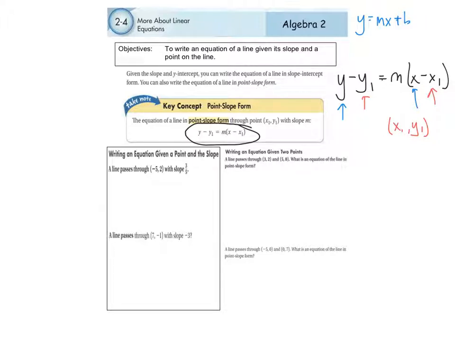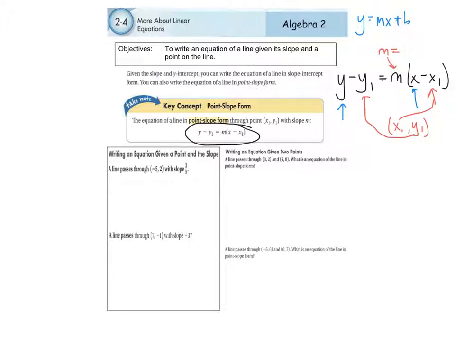So this is going to go in for x1. This one right here is going to go in for y1. And then the slope is the same old thing as it is up in the slope-intercept form. The slope is m. They're going to give this to you to start. Then you're just going to plug in m for the slope.